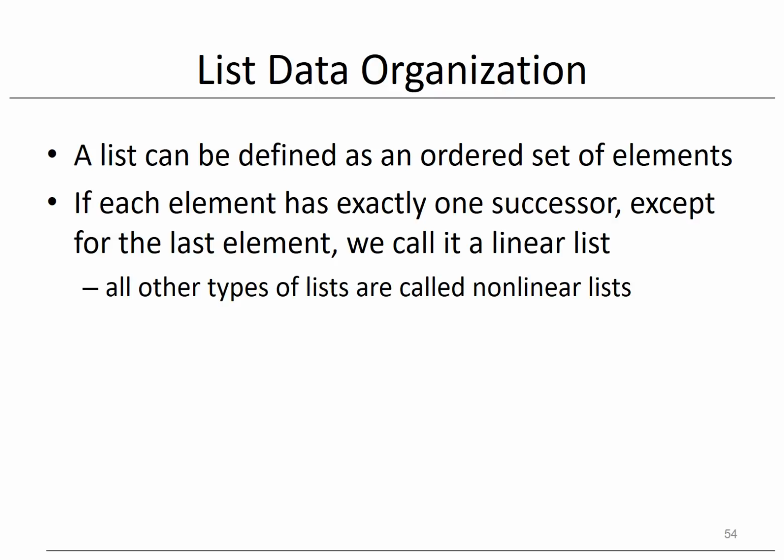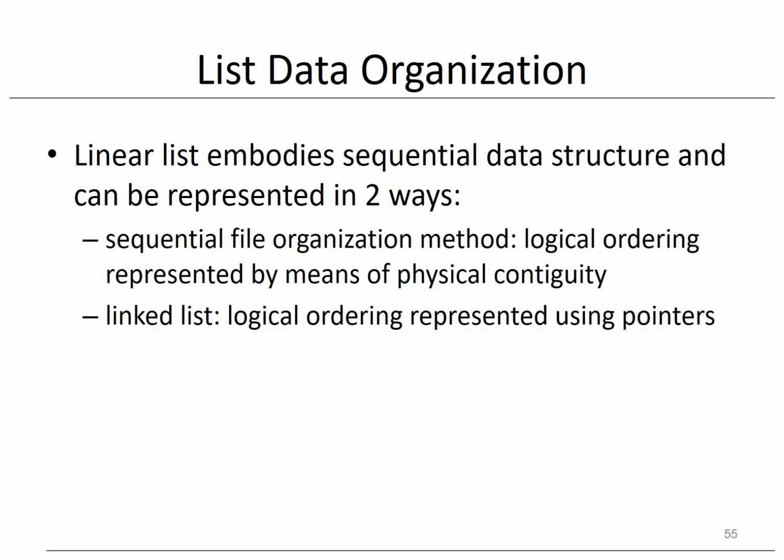In both, the ordering can be represented by means of either physical contiguity of the data records or by means of pointers. A linear list embodies a sequential data structure and can be represented in 2 ways. If the logical ordering of the records is expressed by means of physical contiguity, we have the sequential file organization method already discussed in this chapter. If, on the other hand, the logical ordering of the records is represented physically by means of pointers, we speak of a linked list.